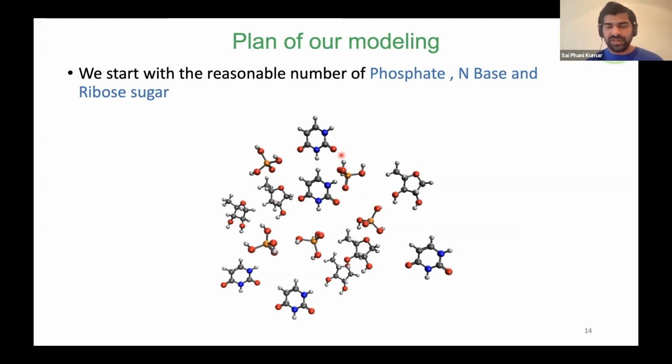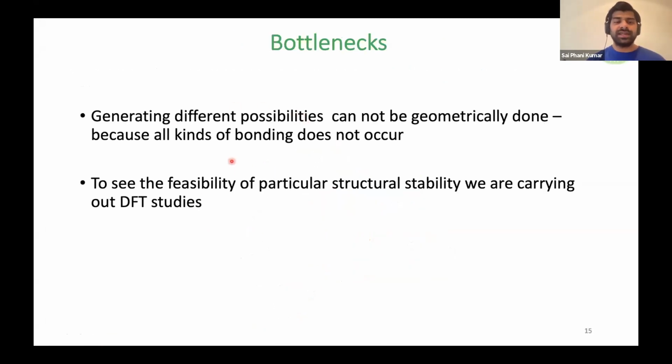So first we specify the type of interaction, whether it is the nitrogen of the nucleobase to the carbon of the ribose sugar, or the oxygen of the nucleotide with the carbon of the ribose sugar, or the oxygen of the phosphate to the carbon of the ribose sugar. We would specify these interactions prior to our computations, and then we see the stability of these interactions from our computations.